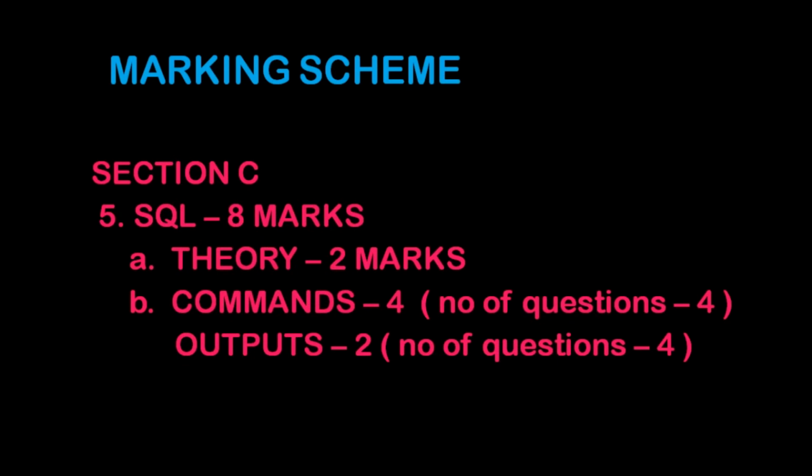First, we will start with the marking scheme of the SQL concept. It comes in Section C. It is common for both C++ and Python. SQL comes as question number 5 and it carries 8 marks. The first subdivision is a theory question. Theory questions are like primary key, define candidate key, like that with examples. Like that, you will get a question for 2 marks.